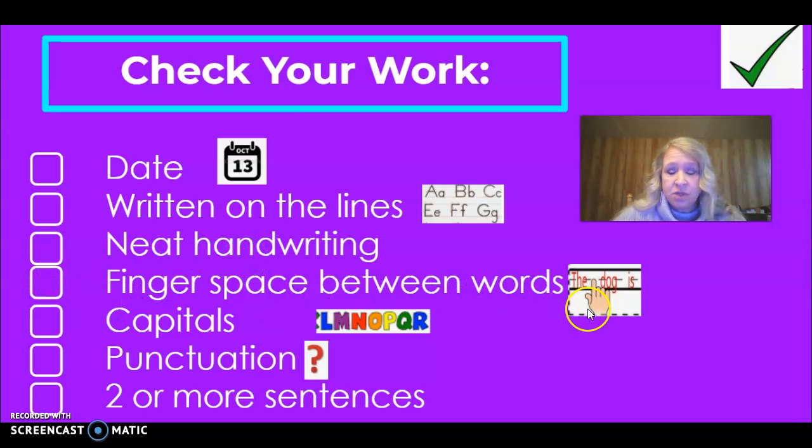Finger spaces between words so that they are nice and neat and not touching. Use capitals at the beginning. Use the correct punctuation. Today we're writing questions, so you need to use a question mark. And you need to make sure you have 2 or more sentences. Since we're writing questions today, you should have 2 or more questions.